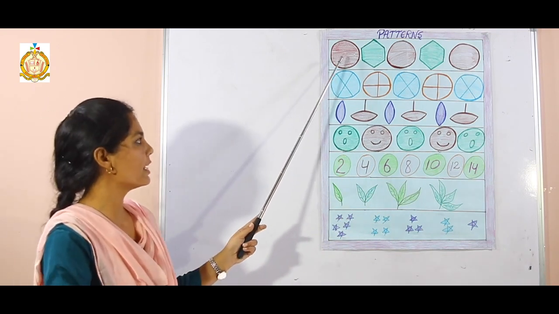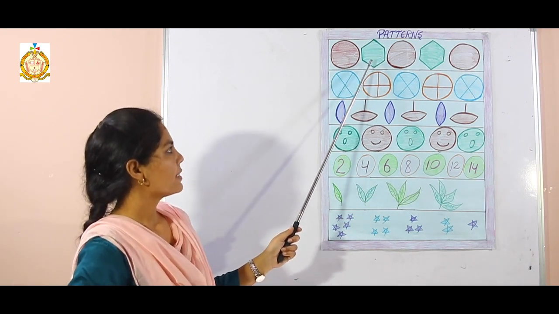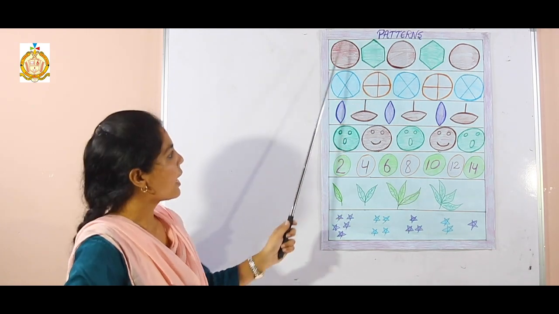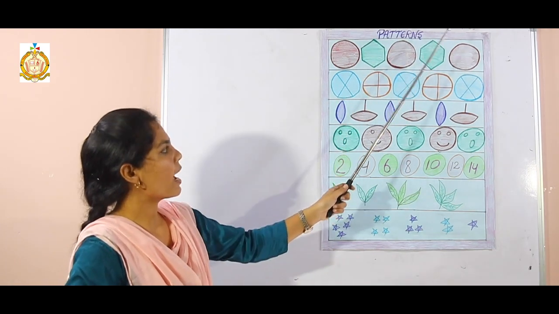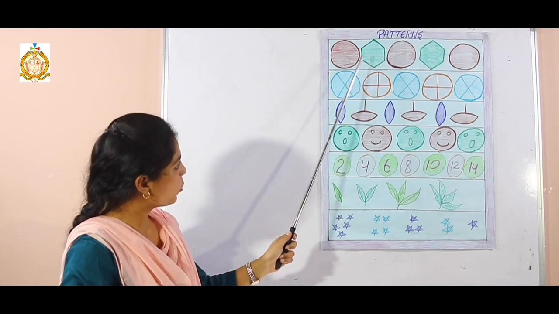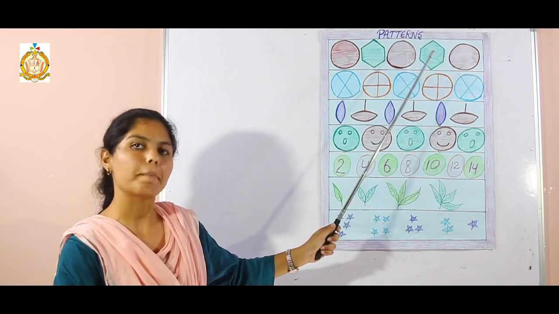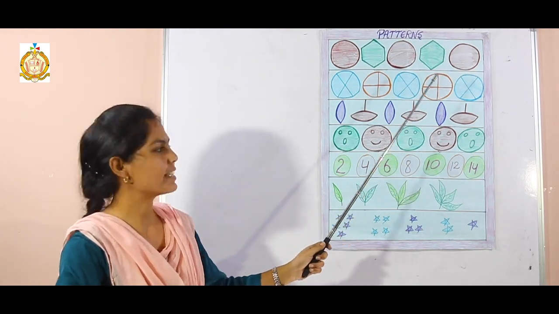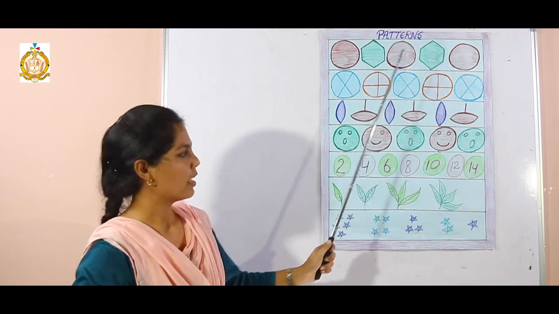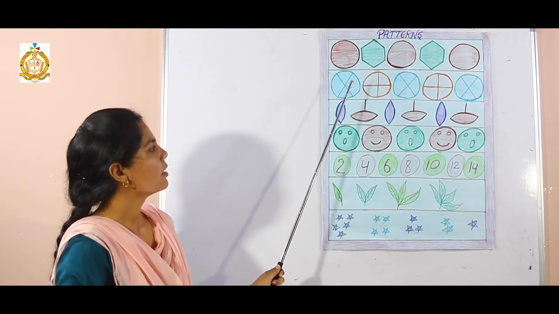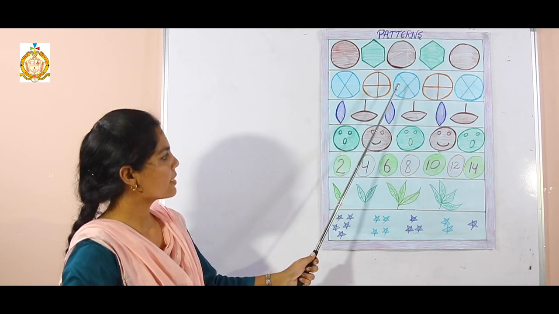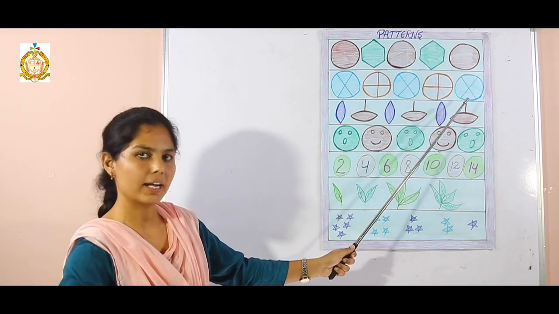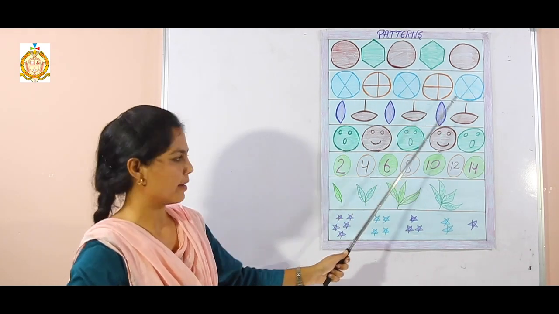In the first line, see, the first one is a circle, the second one is another design, again a circle, again the other design, again a circle. Means these two things are repeated again and again. So we can say this is a pattern. Again in the next line, these two things are repeated again and again, and this is also a pattern.